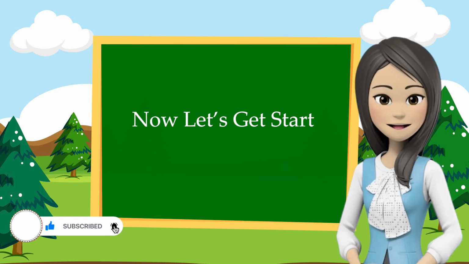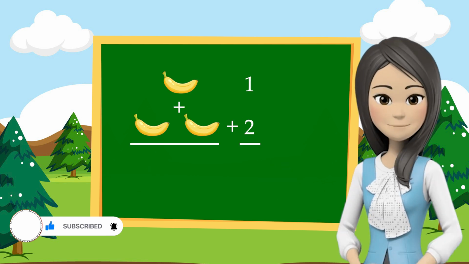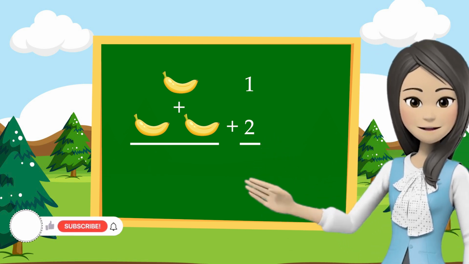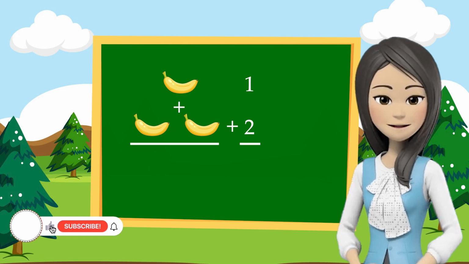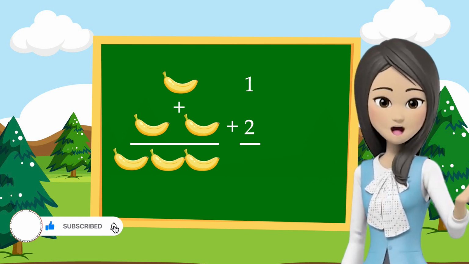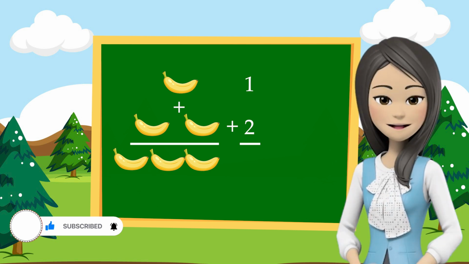Now, let's start. 1. So we have 1 banana plus 1, 2. So here, we have plus 2 bananas. So you have to find the total number of bananas now. So let's start counting again. 1, 2, 3. So totally, we have 3 bananas. So 1 plus 2 gives 3.